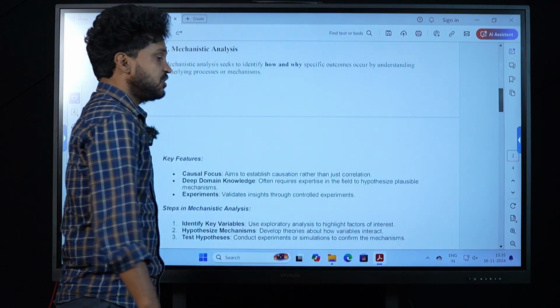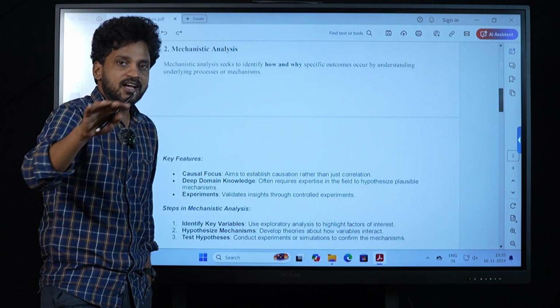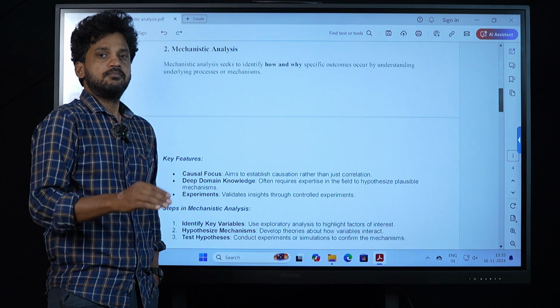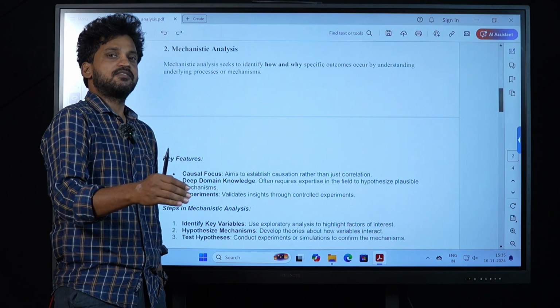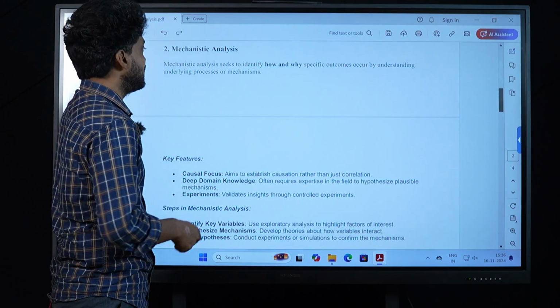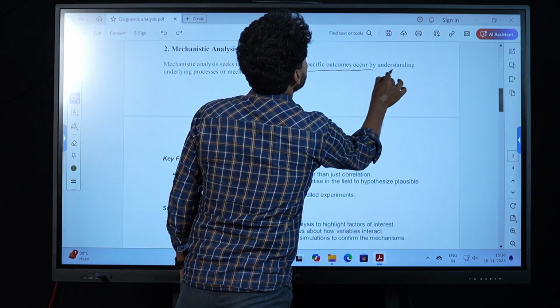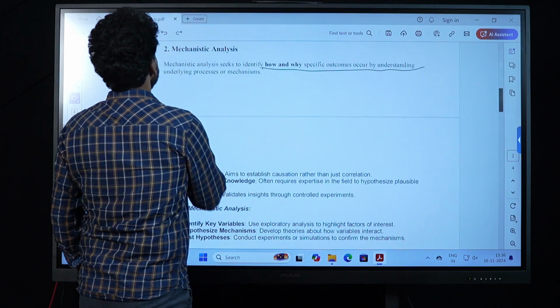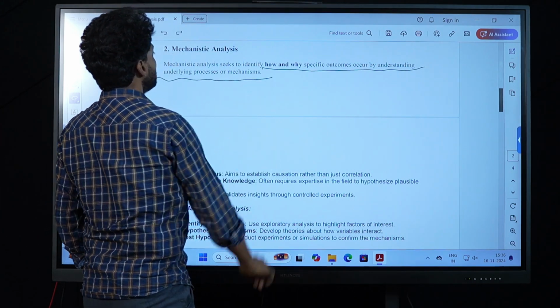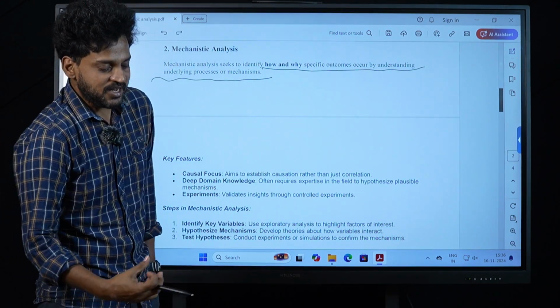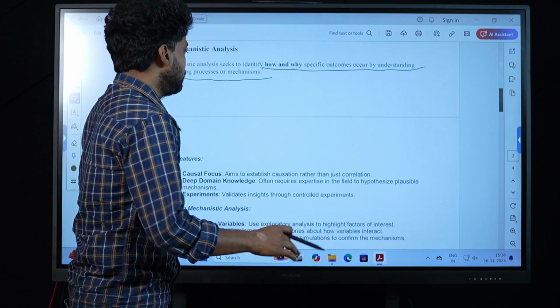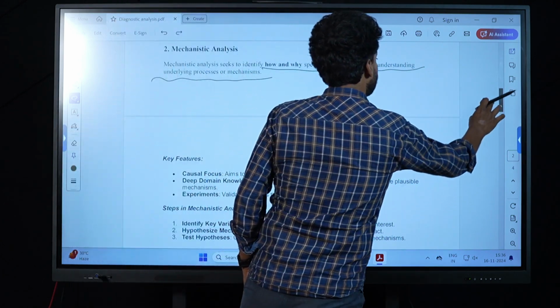Mechanistic analysis. This is important in the entire diagnostic analysis. Prescriptive analysis also is a part of the diagnostic analysis. The next one is mechanistic analysis. Mechanistic analysis identifies how and why specific outcomes occur by understanding the underlying processes or mechanisms. What is mechanistic analysis? I will tell you by taking a simple example.